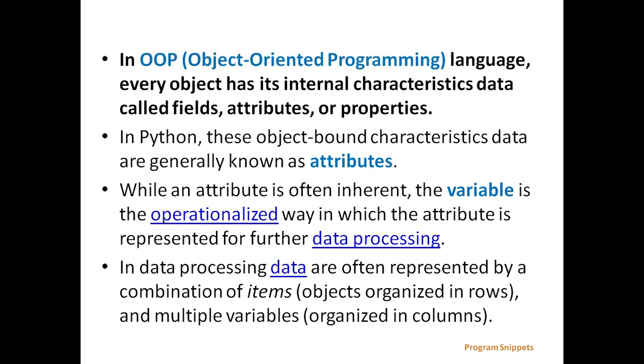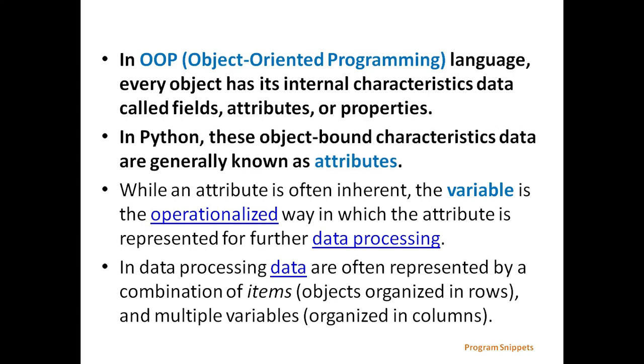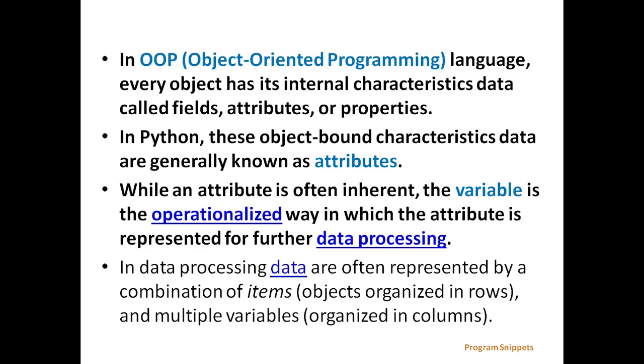Here we will see attributes in Python. In object-oriented programming language, every object has its internal characteristic data called fields, attributes or properties. In Python, these object-bound characteristics data are generally known as attributes. While an attribute is often inherent, the attribute is represented for further data processing.